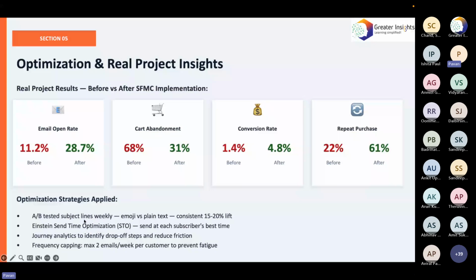We were talking about A/B testing, right? The moment you do something at an A/B testing level, you know which one is more likely to work, and you use that email for the remaining 45,000 people, and you will definitely see an improvement. And I was talking about Einstein send time optimization, right? When to send to a subscriber at their best time, journey analytics, what kind of things are happening, what are the pitfalls, how often should you send an email. I just said that you cannot keep sending emails and trying to push to make a purchase. The customer will get tired of your emails. We don't want that as well.